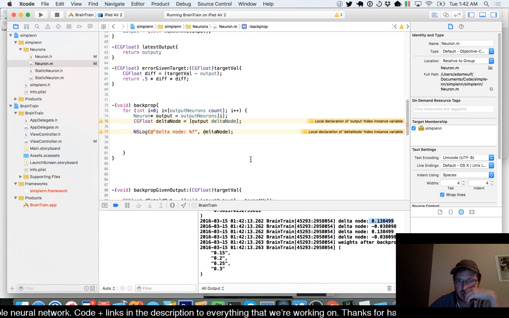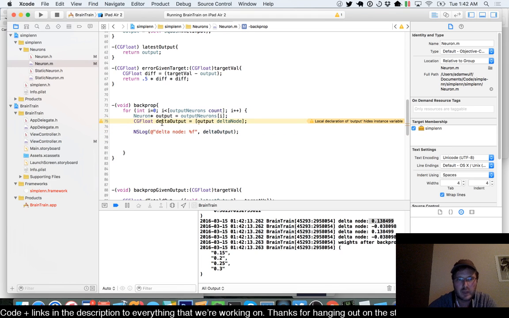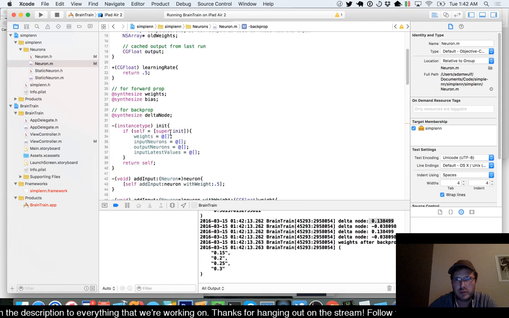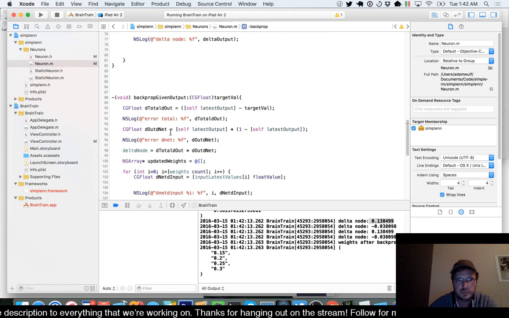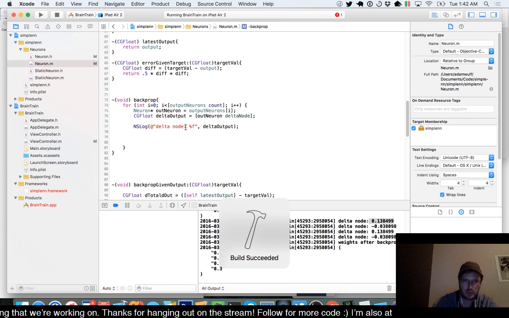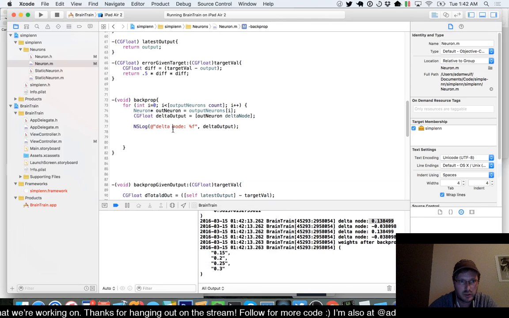Yep, delta node 0.13, right? Delta out. Local declaration of output hides instance variable. Yep. Out neuron. Neuron. Okay, cool. Now we get rid of those build warnings. Now we're good people. Really good people.